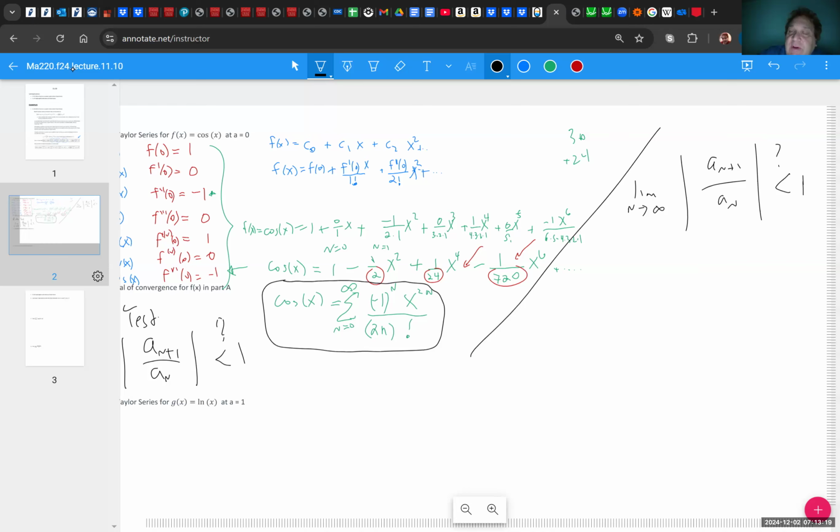So a_{n+1} and a_n I get from my formula. That's why I need a closed formula. a_n is exactly the formula, and a_{n+1} is the same formula with n plus 1 plugged in there instead of just n plugged in there. So we get the limit, and we get some big fraction.